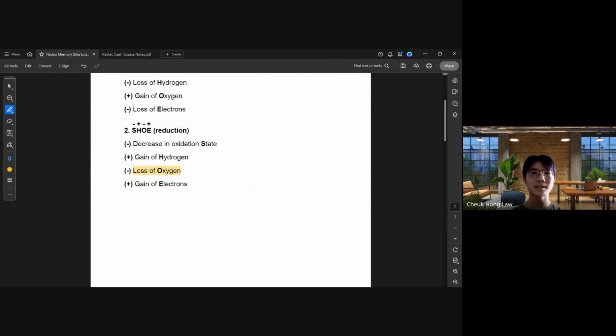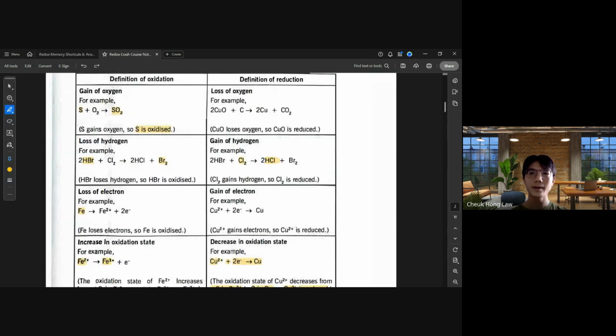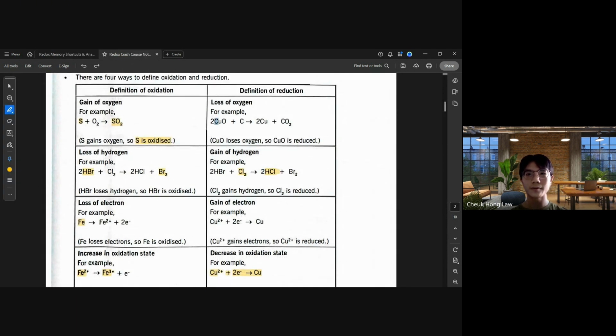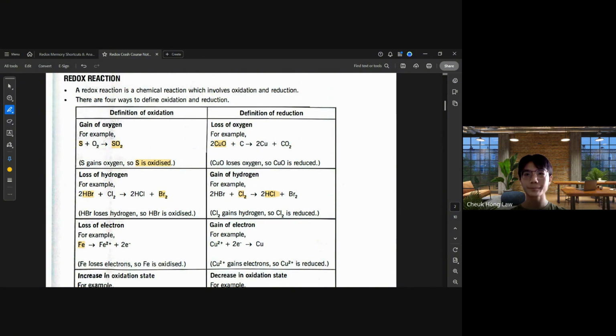The third definition is a minus above O, so it's loss of oxygen. For example, you have CuO on the left side, and on the right side of the equation, you have Cu. So what's the difference? It loses an oxygen atom. So since CuO, copper(II) oxide, loses oxygen, therefore CuO is reduced.